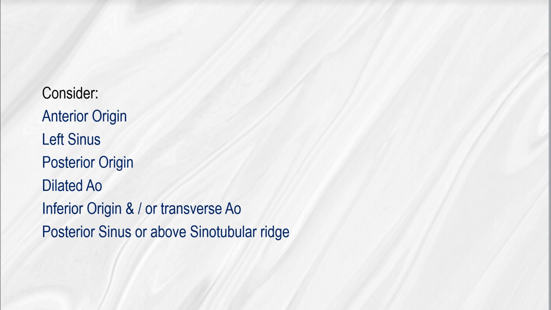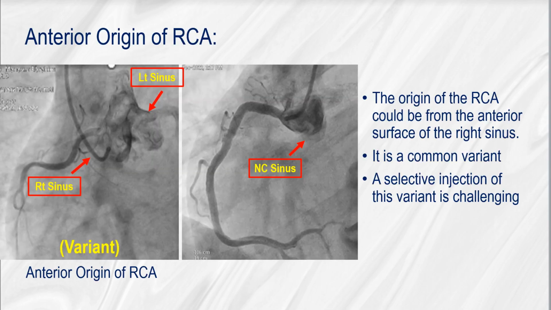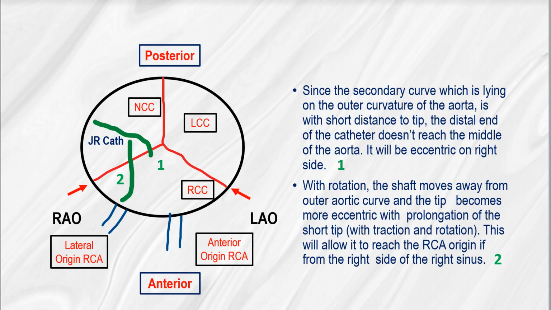Consider the following. The origin of the RCA could be from the anterior surface of the right sinus. A selective injection of this variant is challenging, since the secondary curve, which is lying on the outer curvature of the aorta, is a short distance from the tip. The distal end of the catheter doesn't reach the middle of the aorta. It will be eccentric on the right side.